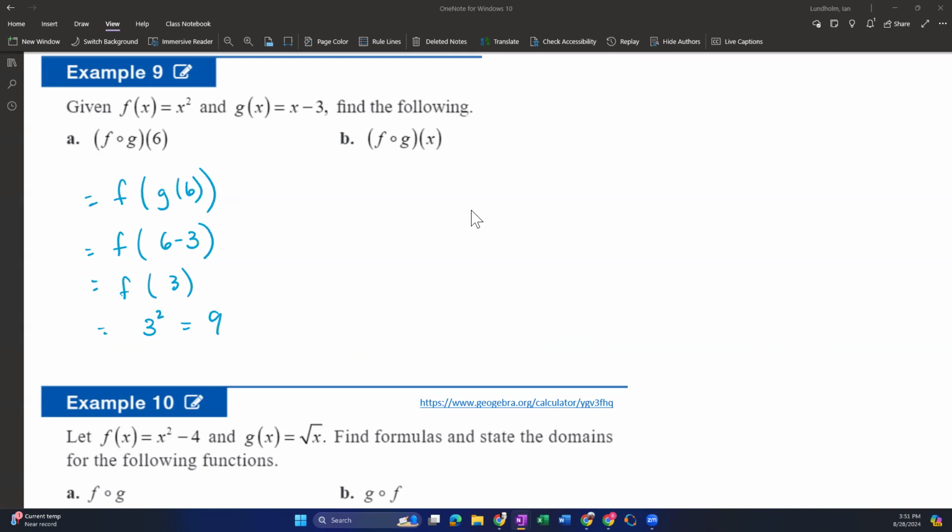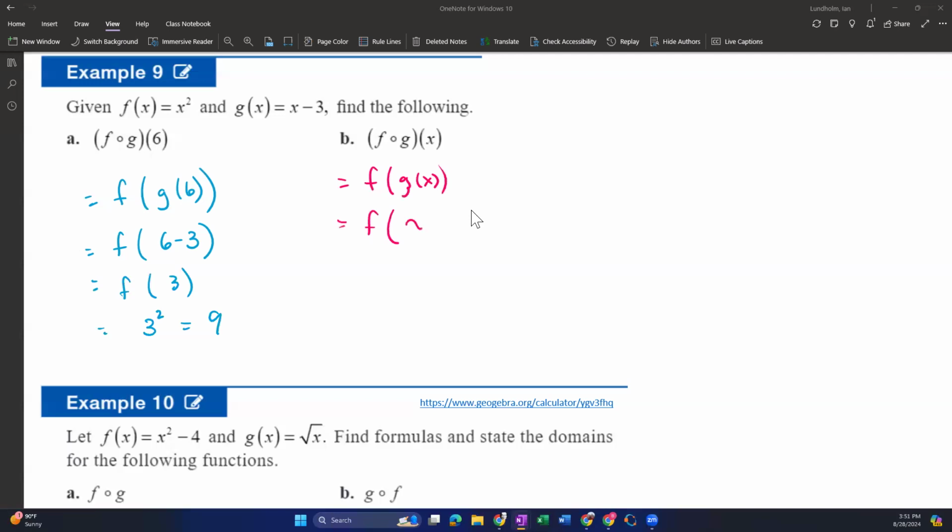So not too bad there. The next one is f of g of x. Here we're going to look at it as a function. And that shouldn't be too bad either. Let's go ahead and write it and step by step it real quick.